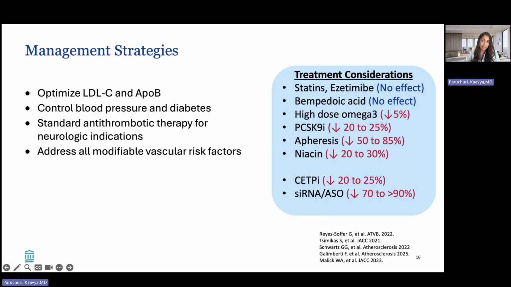Niacin does lower LPA but lacks outcome data and tolerability in patients is poor. Importantly, emerging therapies, in particular antisense and siRNA agents, can reduce LPA by 70 to 90%, setting the stage for mechanism-specific stroke prevention trials in future. Until then, LPA should be viewed as a risk enhancer that justifies more intensive global vascular risk reduction.